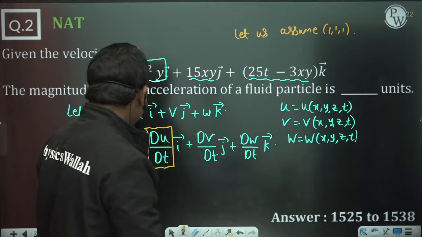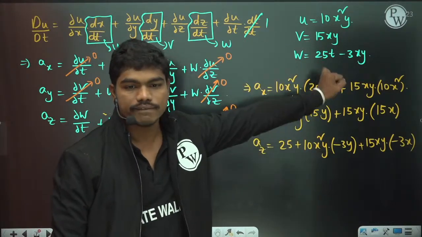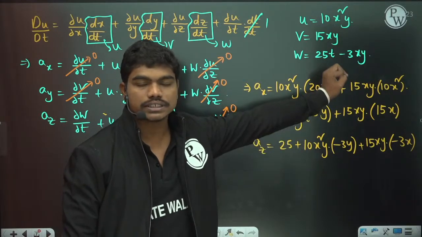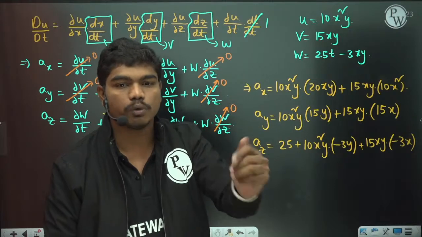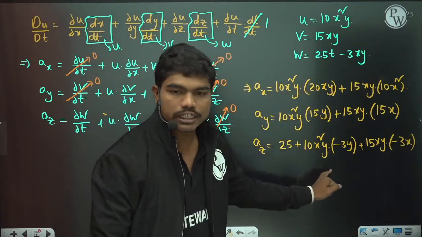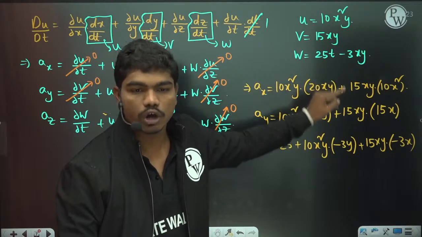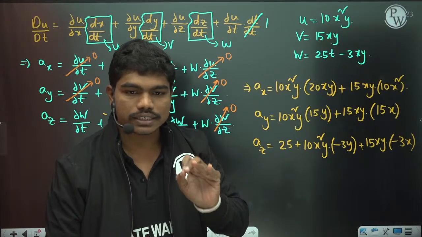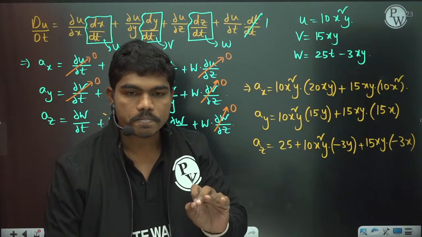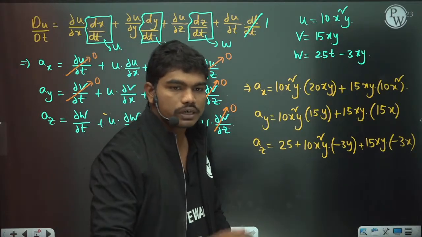If you take 1 comma 1 comma 1, then you need to substitute x value as 1 in all these 3 equations, y value as 1 in all these 3 equations, z value as 1 in all these 3 equations. Suppose they give you 1, 2, 3, some different point, you will take x is 1 in all these equations, y equal to 2 in all these equations, and z is equal to 3 in all these equations. Clear? Am I clear to all of you? Please type in the chat box. Is this understandable to all of you? I hope you are understanding.